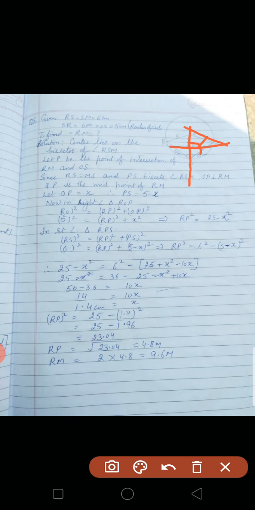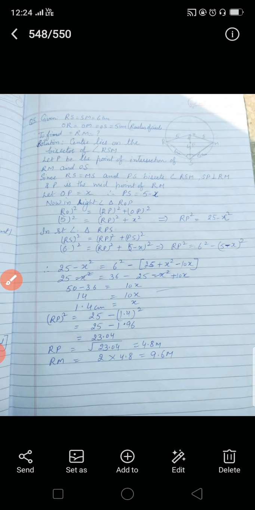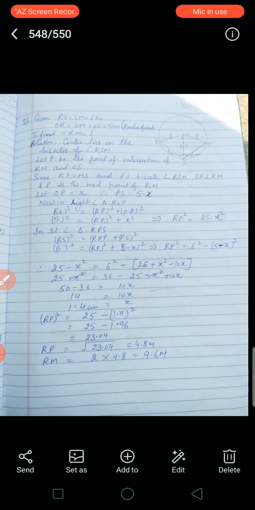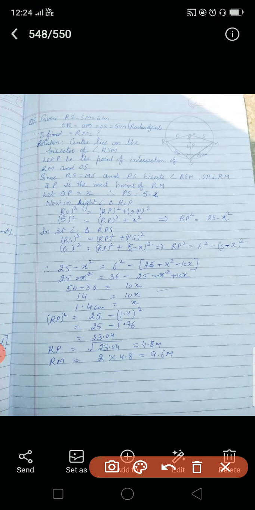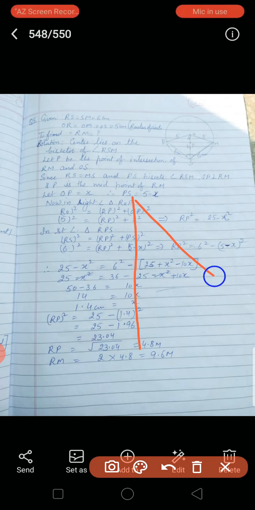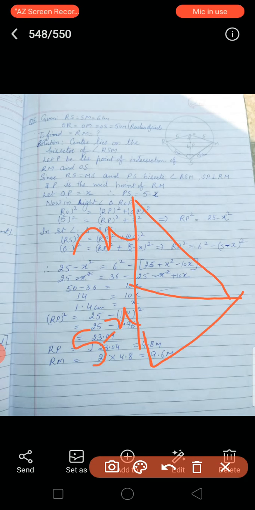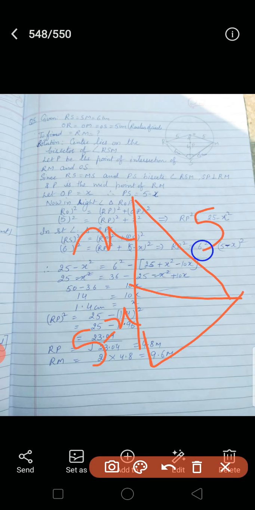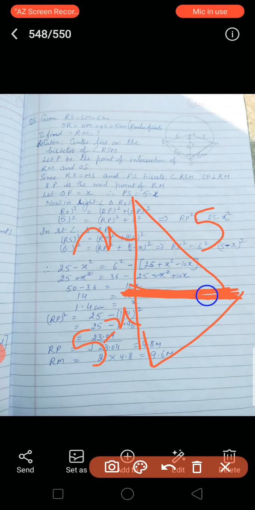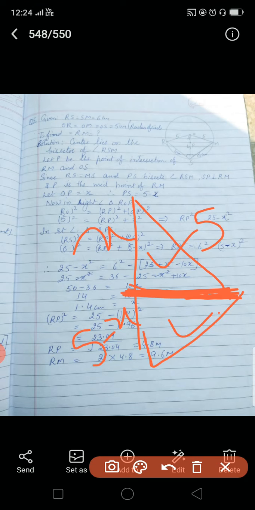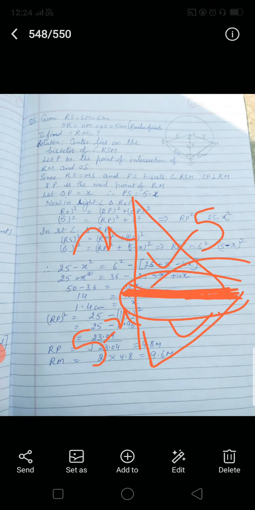We have not been given this length, so let me call O to P. I am drawing the triangle separately. This triangle becomes like this, right? Here we can take x, and this is 5 minus x, because 5 is given. This side is common between them. You can find this length from this triangle and that triangle and equate, right? You can find the solution.